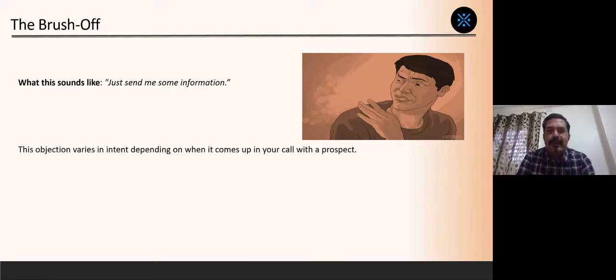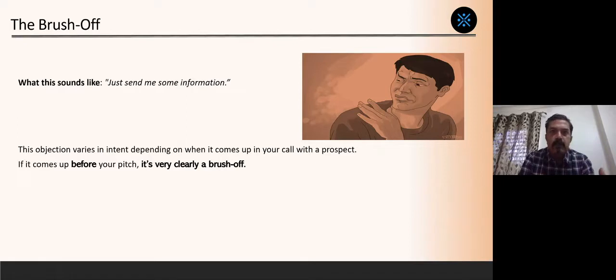This brush off happens at different points of your discussion, especially while pitching. It can come up even before you start pitching. You are talking to someone, you've just introduced yourself and your company, and then you start talking about your product or services. At that point, he says, "Hey, no, I'm busy right now. Can you send me something over email?" So it's a very clear brush off.